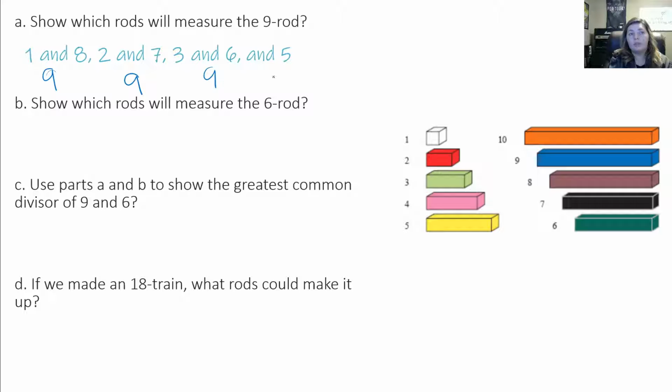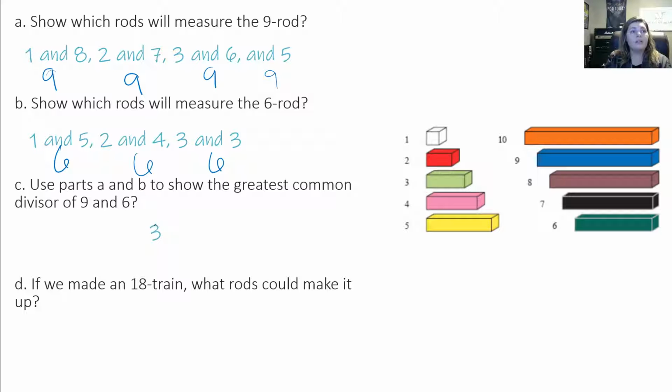So really all we're doing, wouldn't you argue, is that we're just finding the greatest common divisors in this, or the factors rather. So again, we want to take a look and see, show which rods will measure the sixth rod. So here we see that we have 1 and 5. So 1 plus 5 is 6. 2 and 4 is 6, and 3 and 3 is 6.